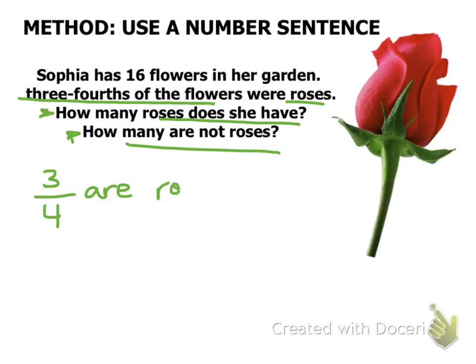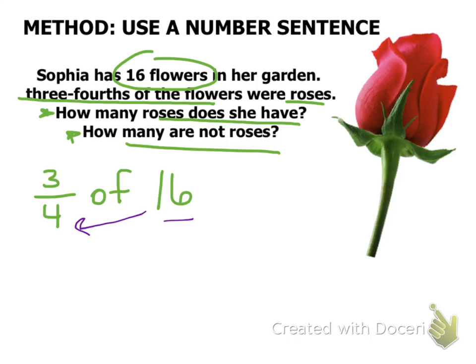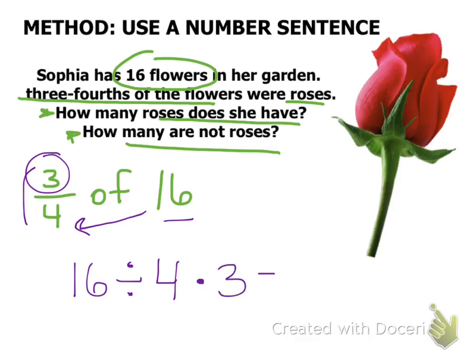So 3/4 are roses, and Sophia has a total of 16 flowers. So my problem ends up being I need 3/4 of 16, because 3/4 of those 16 are roses. So if we use a number sentence, we have 16 flowers here, and we want to divide them up into 4 groups. So 16 divided by 4. And then we want 3 of those groups, so I need to times that by 3.